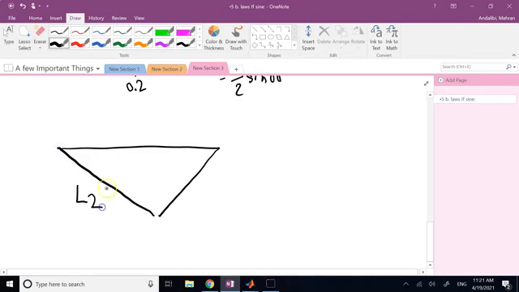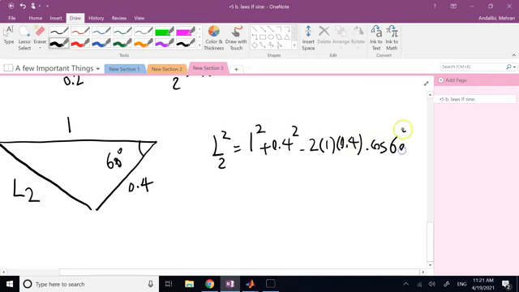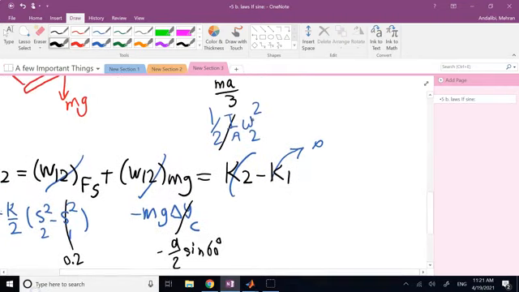So what you have in this case is this triangle. This is L2, this is 1 meter, this is 0.4 meter, and this angle is 60 degrees. And I can clearly say that L2 squared is equal to 1 squared plus 0.4 squared minus 2 times 1 times 0.4 times cosine of the angle between them. And from here you can find L2, of course. Correct? And then you plug it into the problem and you solve for omega 2.